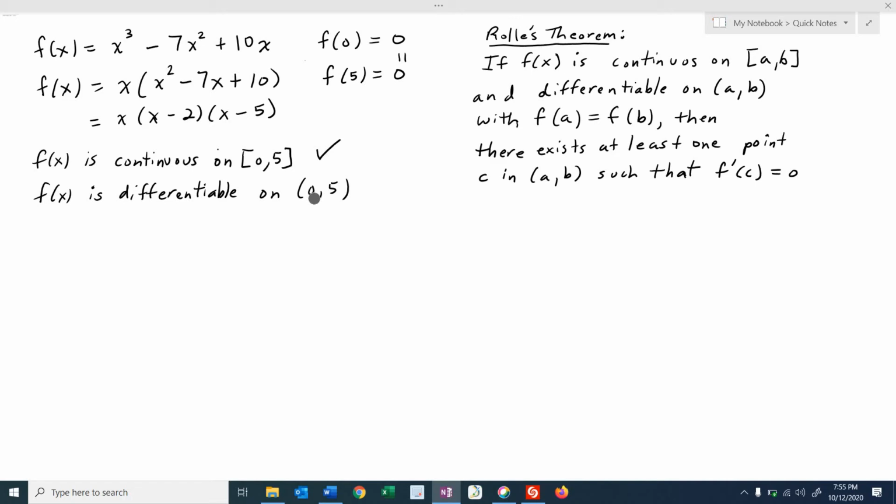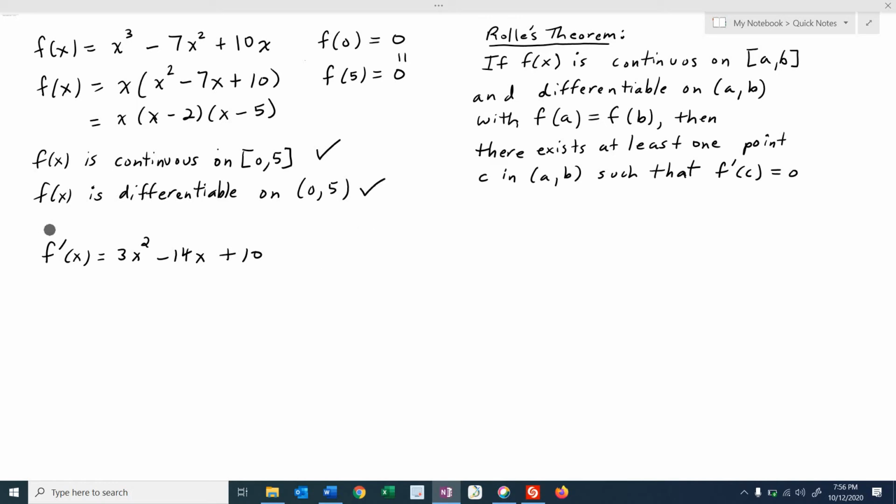Okay, so if you really want to show this in more detail, you can go ahead and find the derivative. So the derivative of this function would be 3x squared minus 14x plus 10. And you can see that if you pick any number in this interval, you can plug it into the derivative and you're going to get a number out. So that means the derivative exists for every number on this interval, which means f is differentiable on this interval.